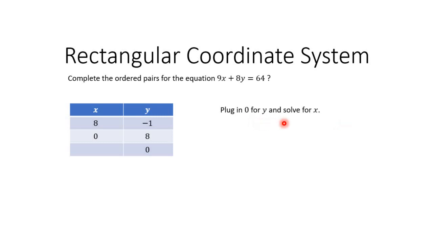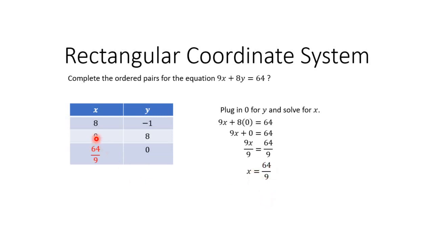Plugging 0 in for y and solving for x, that's 9 times x plus 8 times 0 equals 64. I'm just replacing y with 0 like this table tells me to do. 8 times 0 is 0. 9x plus 0 is just 9x. So 9x equals 64, and I divide both sides by 9. 9 divided by 9 cancels. 64 divided by 9 is the value of x. So I get x is equal to 64 over 9. And I put it into the table.